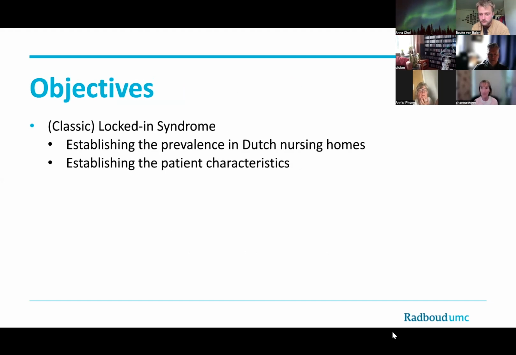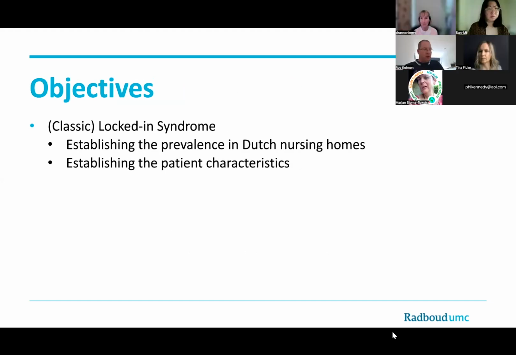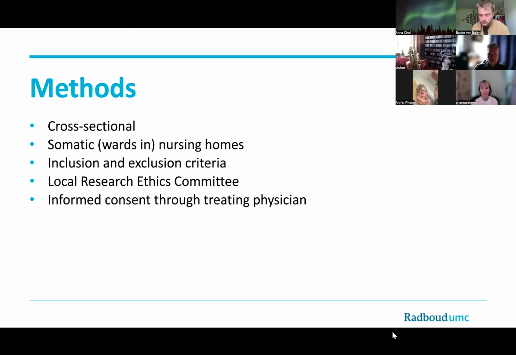Our objectives in this study were establishing the prevalence in Dutch nursing homes and the patient characteristics. We conducted a cross-sectional study in all Dutch somatic nursing homes. Inclusion criteria were quadriplegia, anarthria, vertical eye movements or eye blinking on request, and a pontine lesion detectable by MRI or CT. Exclusion criteria were the presence of voluntary movements beyond the eye movements, total absence of vertical eye movements or eye blinking, and the absence of a pontine lesion.